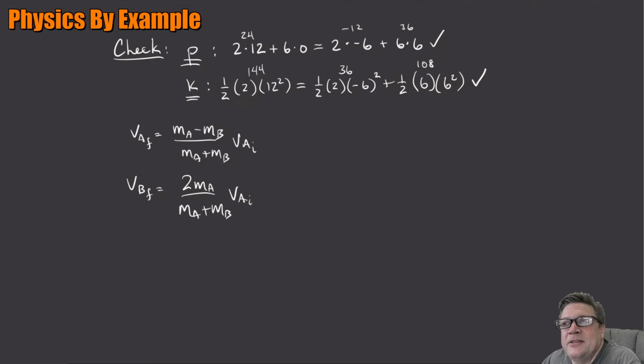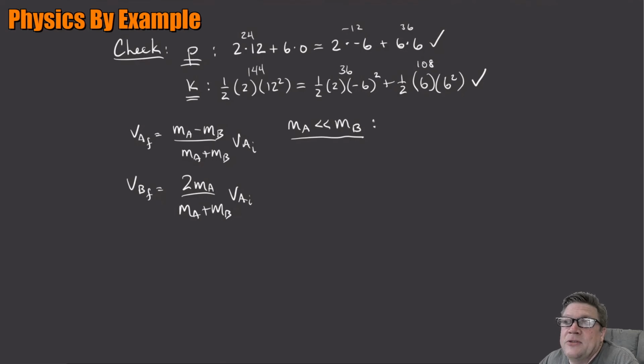Let's see what happens in some limiting cases, and this is going to be really useful as we go on. Pretend this is like ping pong balls and bowling balls. Suppose that A is like a ping pong ball. So suppose that the mass of A is a whole bunch less than B. So it's like a ping pong ball hitting a bowling ball. So what happens in that case?